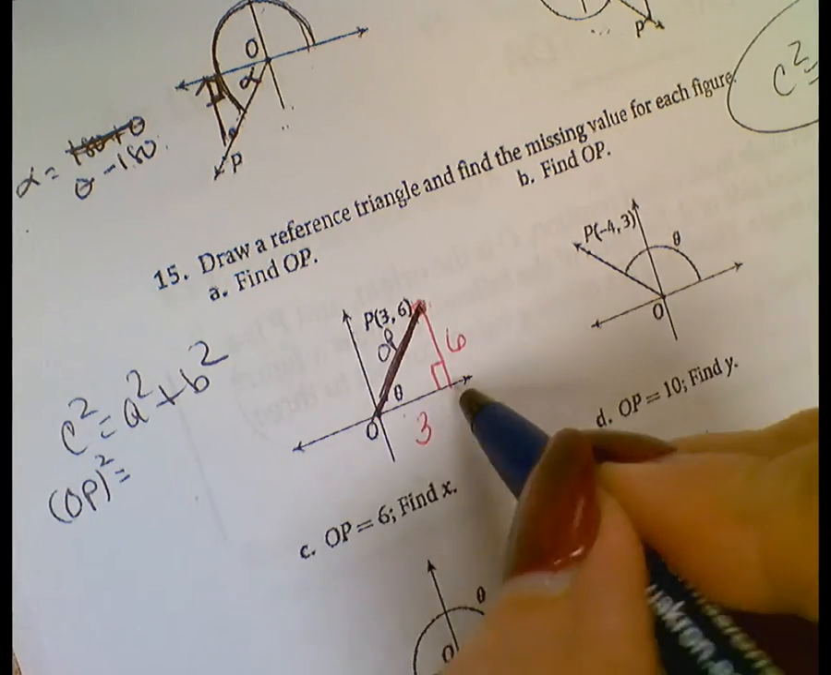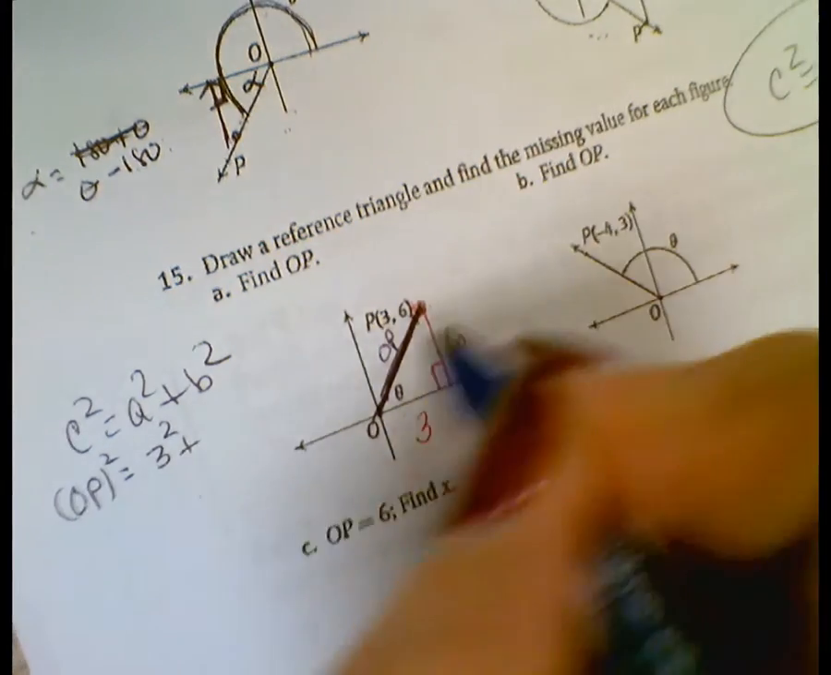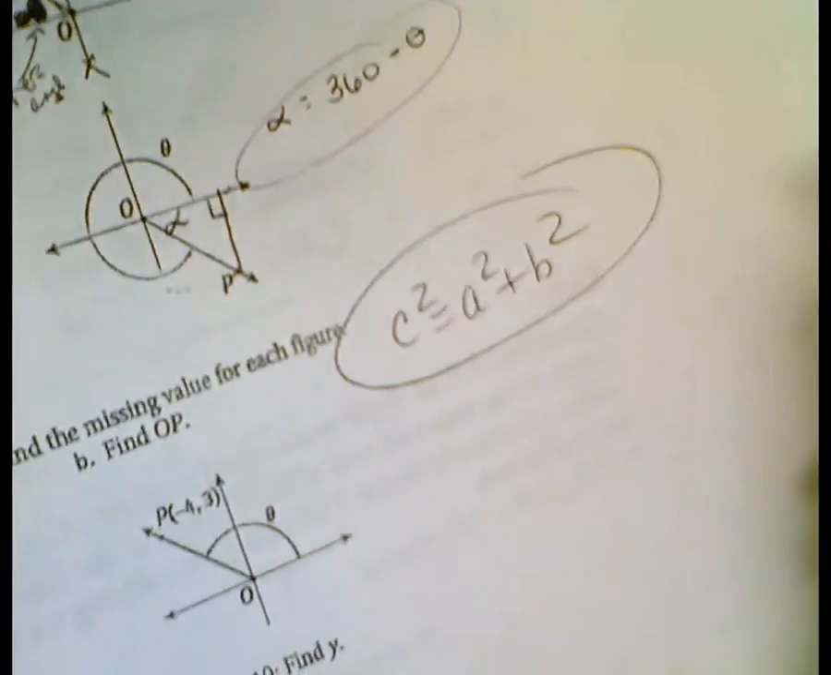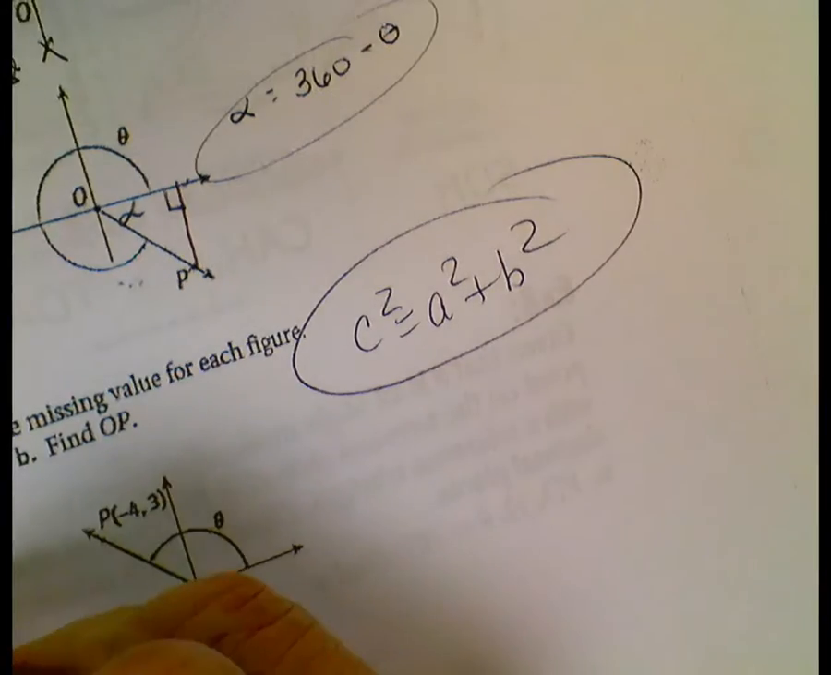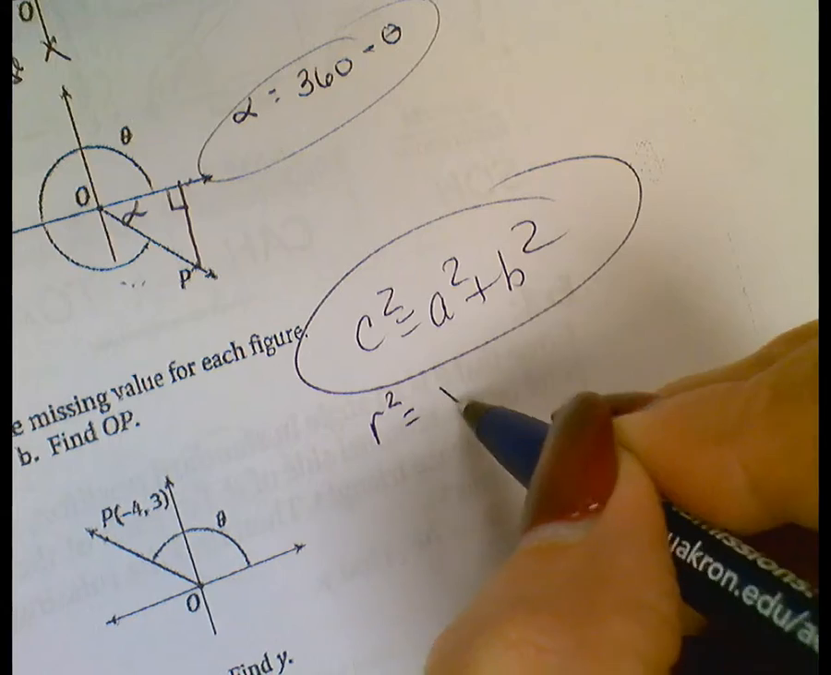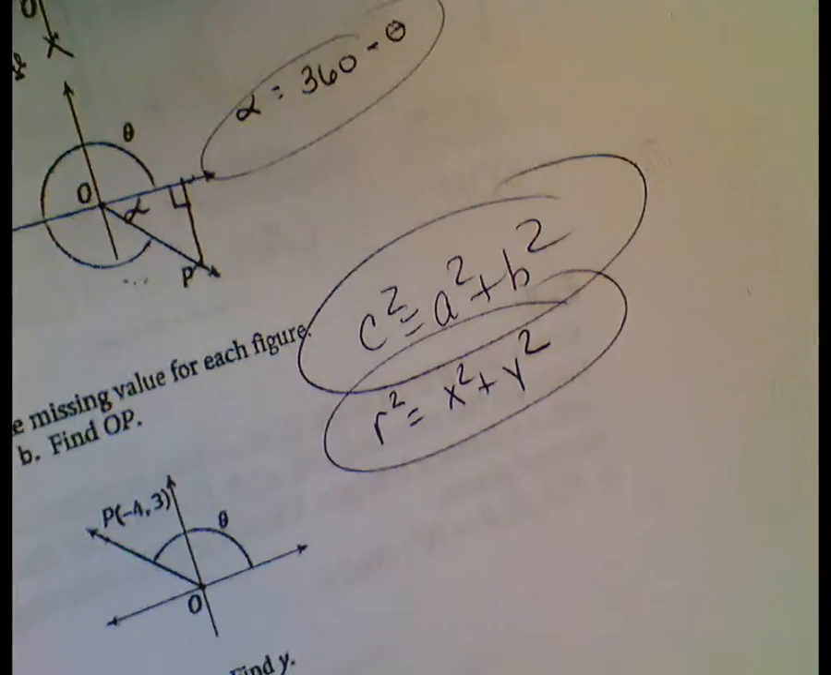The a side, I always let the a side be my x side, so that'd be 3 squared. And b squared is 6 squared. So maybe we should change the Pythagorean theorem to the hypotenuse, which in this case some people call the radius of a circle. So we'll call it r squared equals x squared plus y squared. That might be easier for you. Let's change it into the actual letters that we're using in this problem.